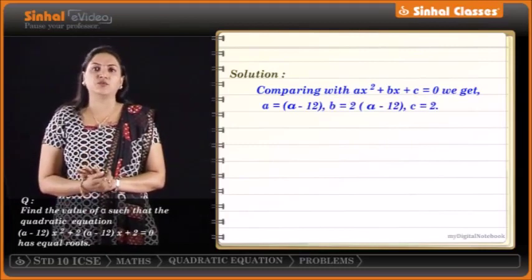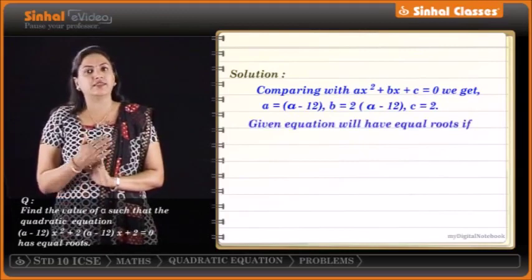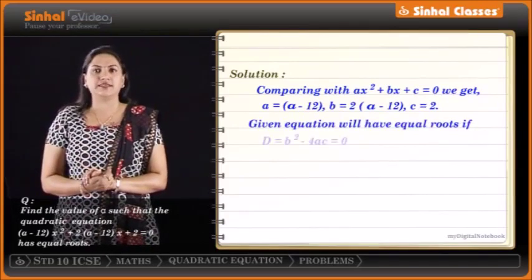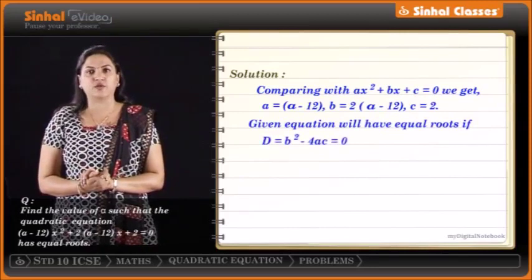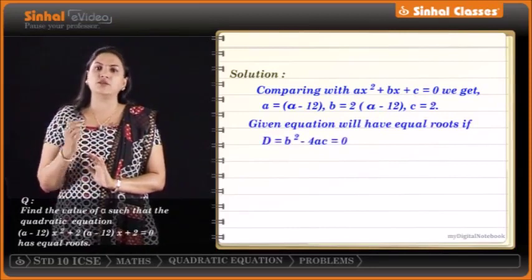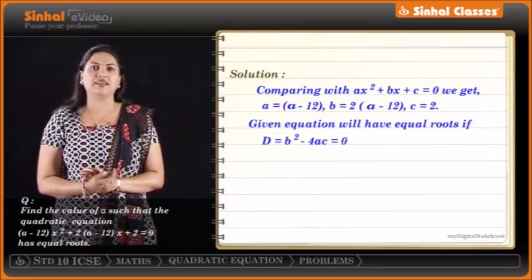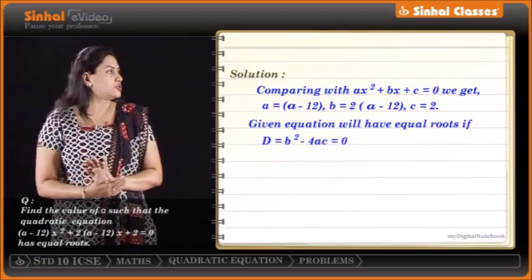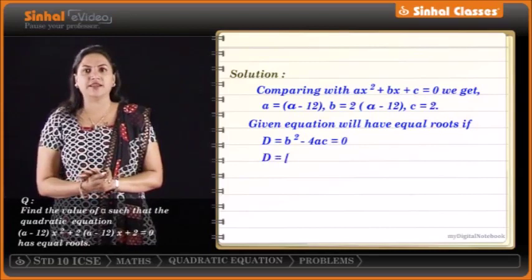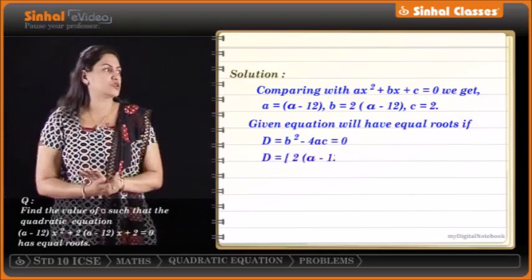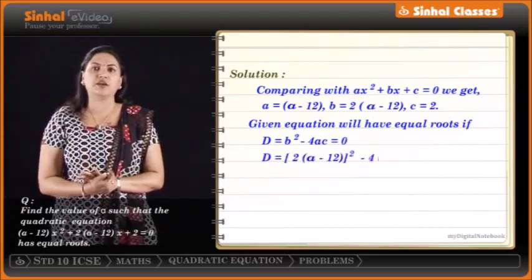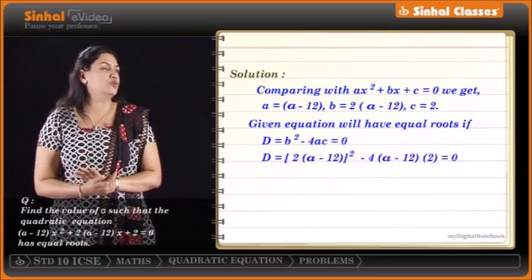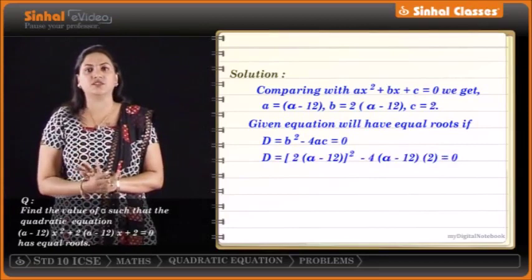Now we want that the roots are equal. The roots will be equal if the discriminant, that is b square minus 4ac, is equal to 0. We find b square minus 4ac as 2 into (alpha minus 12) the whole square minus 4 into (alpha minus 12) into 2 and equate it to 0.